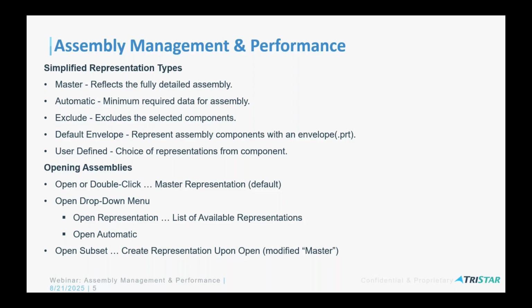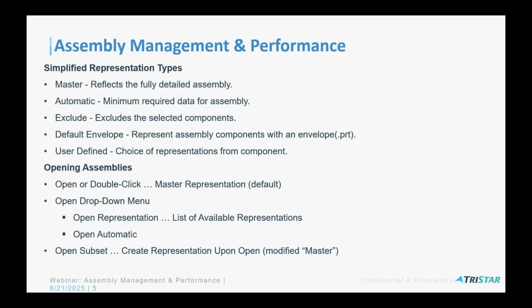First of all, the master representation. That's the fully detailed assembly. That's the graphic information, the geometric information, and the parametric information. We also have an automatic simplified rep. This tells Creo to bring into session only the minimum information required for the assembly to regenerate. Of course, that's certainly going to need the graphic information, but then it will bring the geometric information only that's needed for regeneration, and no parametric information would be brought into session.